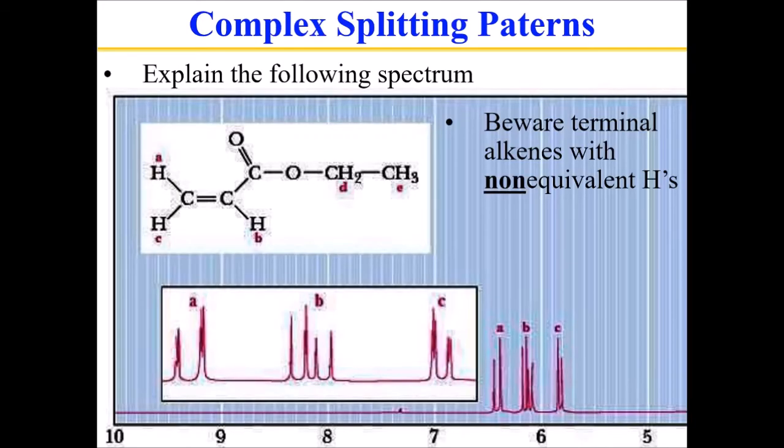Here's another example of this complex splitting pattern. Notice here that hydrogen B is adjacent, 3 bonds away from hydrogen A and hydrogen C. And if you are 3 bonds away from 2 hydrogens, you generally expect to be a triplet. But if we look at the spectral data, here is the bird's eye view of the spectral data, and then this is the zoomed in view. This peak that corresponds to hydrogen B ends up making what looks like a quartet.